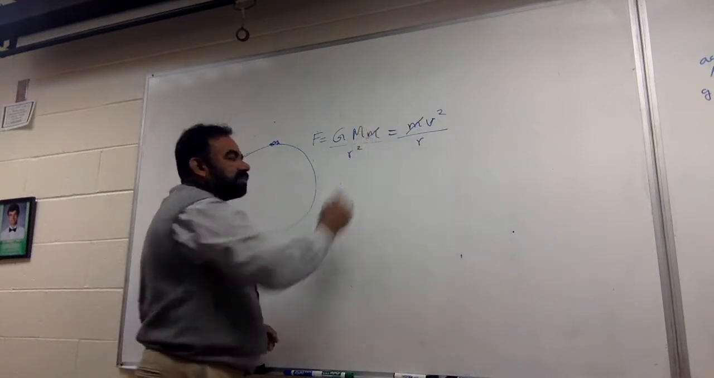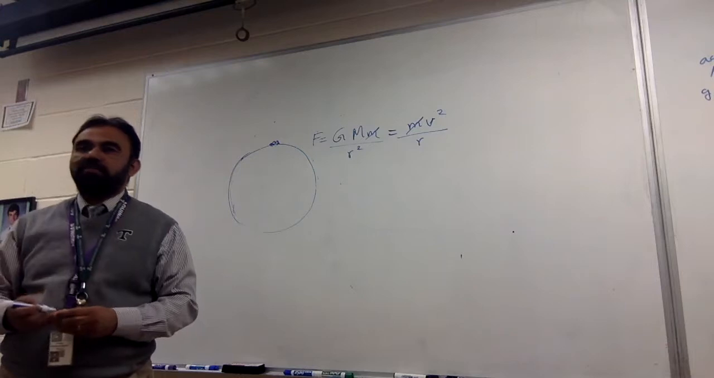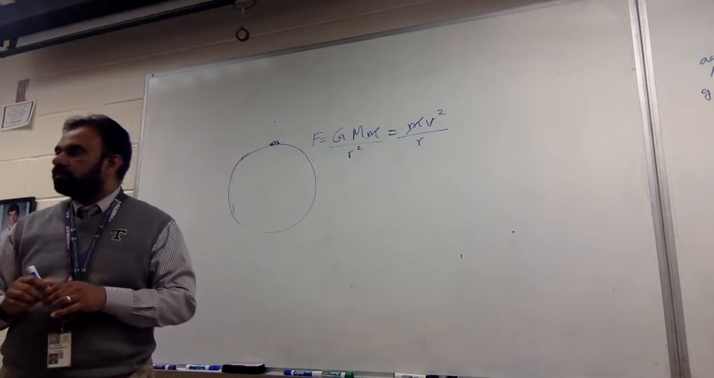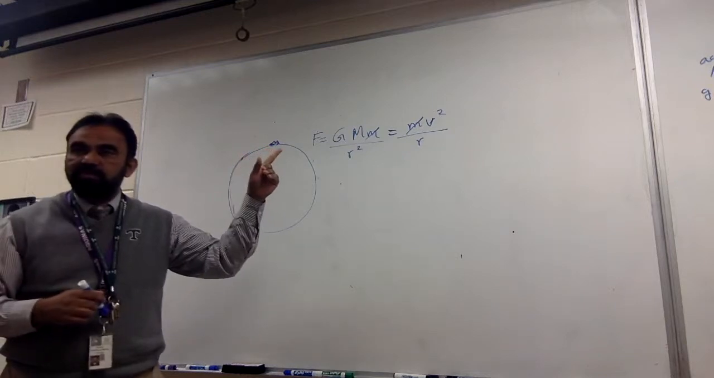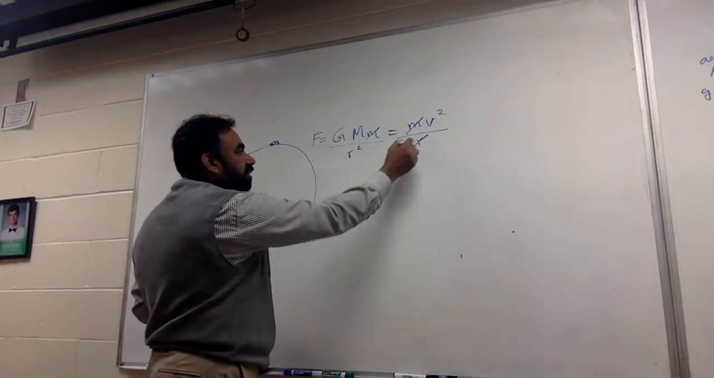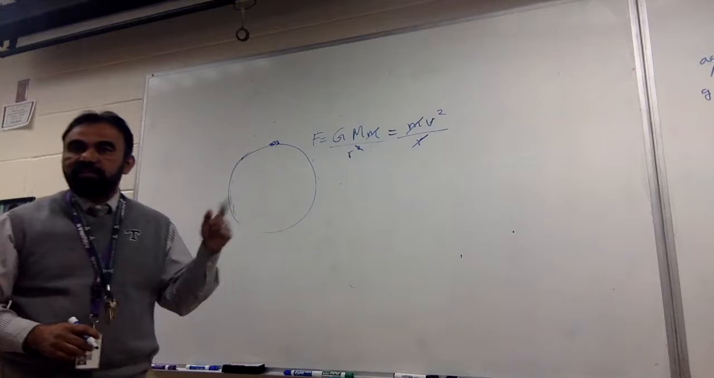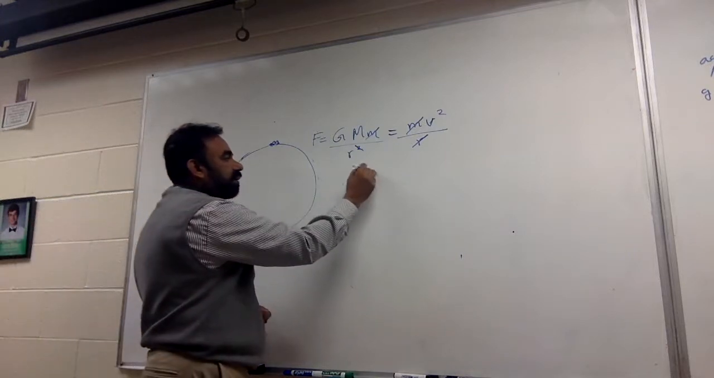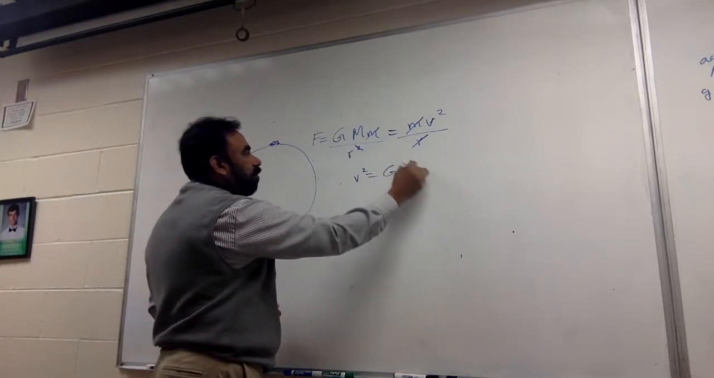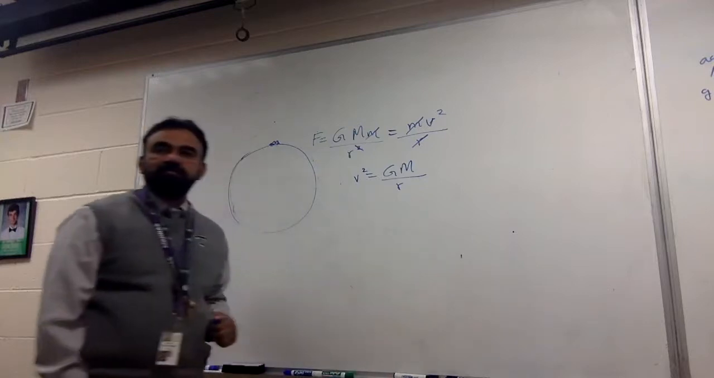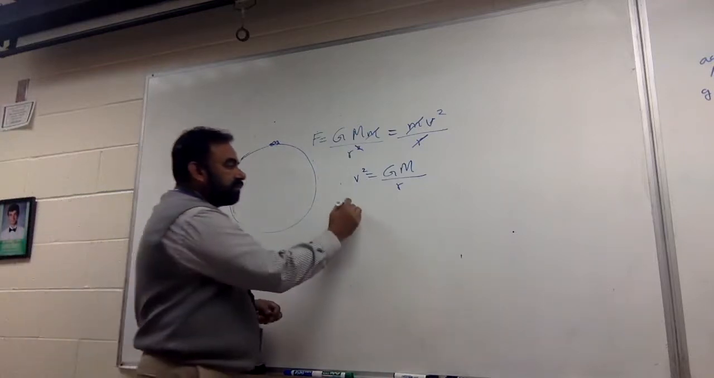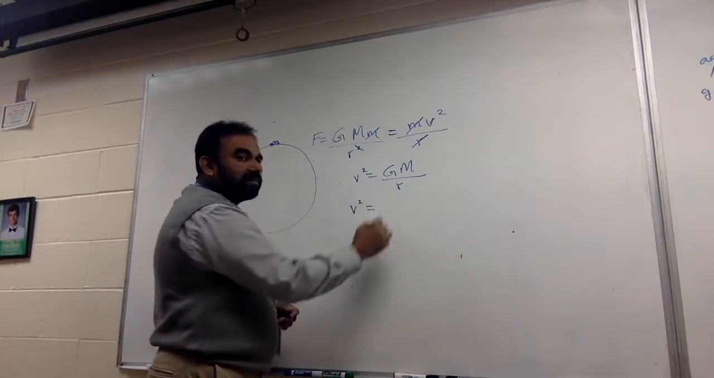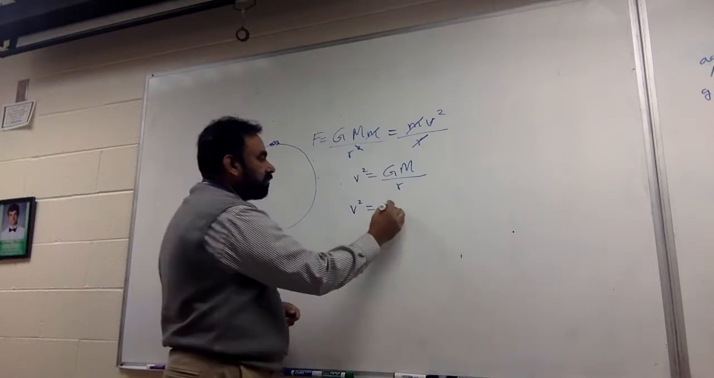Knock the mass off. So it doesn't matter what the mass of the satellite is, or what satellite you're putting up in orbit. See, mass is gone. One of the radius can be knocked off right there. So what is the v squared? It is GM over r. What is GM, by the way? What is GM? gR squared.